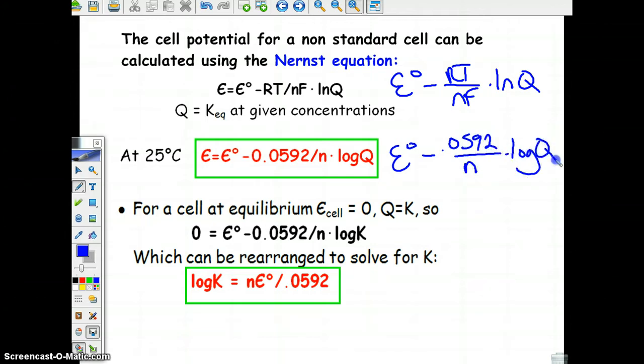They changed it when we changed books, and I sort of never changed it. I don't care which one you use. Times log of Q, so ln became log. And then I kind of give you a rearrangement down here.